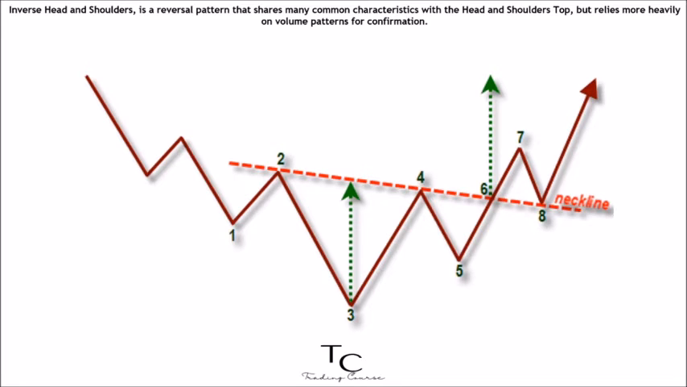Inverse head and shoulders is a reversal pattern that shares many common characteristics with the head and shoulders top, but relies more heavily on volume patterns for confirmation. As a major reversal pattern, the head and shoulders bottom forms after a downtrend, with its completion marking a change in trend. The pattern contains 3 successive troughs, with the middle trough, the head, being the deepest and the 2 outside troughs, the shoulders, being shallower. Ideally, the 2 shoulders would be equal in height and width.